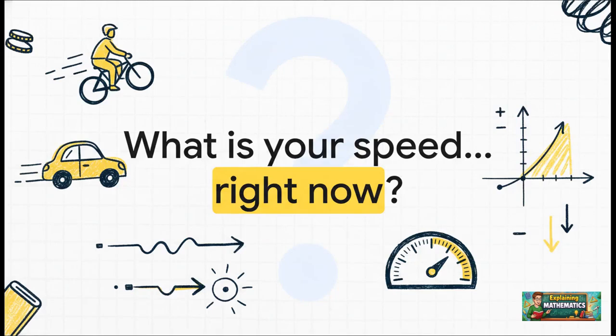So, let me ask you this. Whatever you're doing right now, what is your exact speed at this very instant? I don't mean your average speed over the last 5 minutes. I mean your speed right now. Seems simple, but hold on. How do you measure speed? You have to cover some distance over some amount of time, right? But an instant has 0 time. It's gone as soon as it's here. So how in the world can you measure speed in 0 time? It sounds like a paradox, but cracking this little puzzle is the key to unlocking all of differential calculus.